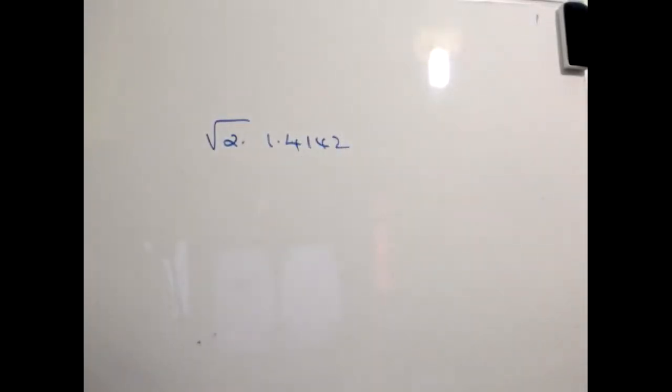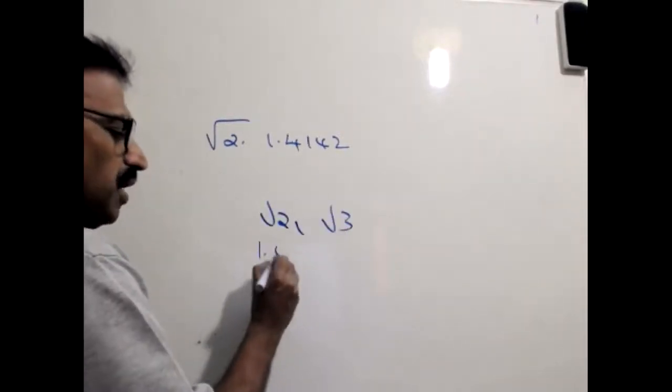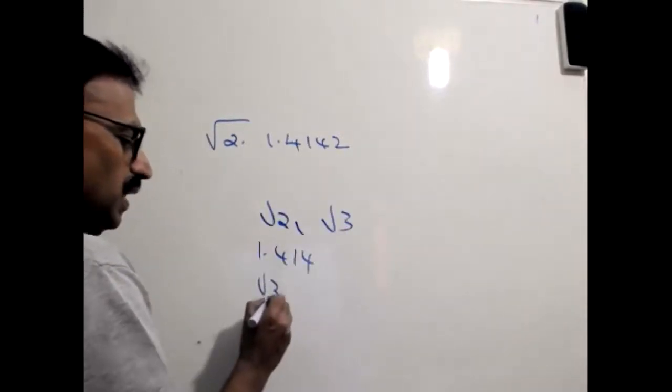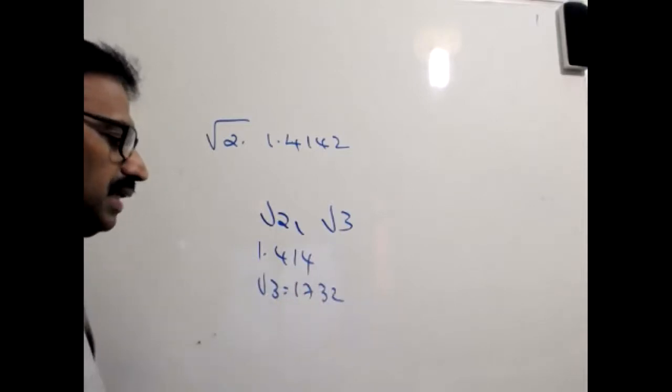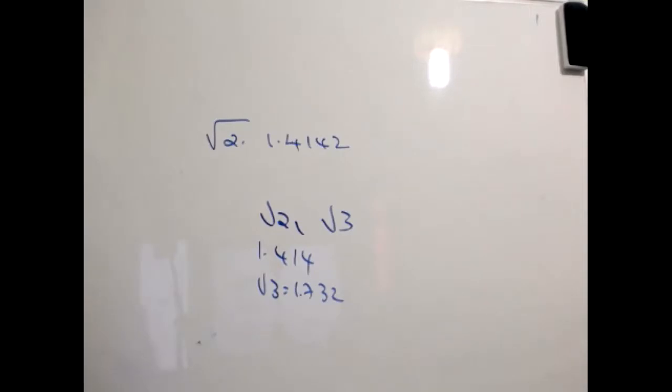Oh, I think I made a mistake in the root 3 value. Root 2 is 1.414, root 3 is 1.732. Just check your book. Root 2 is 1.414, root 3 is 1.732. I corrected that one. Why did no one correct that?